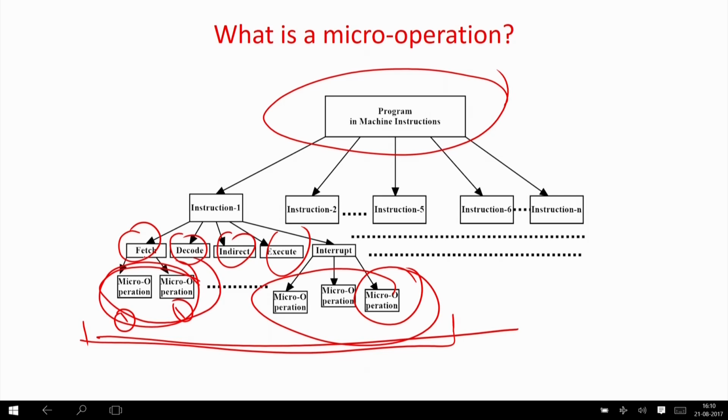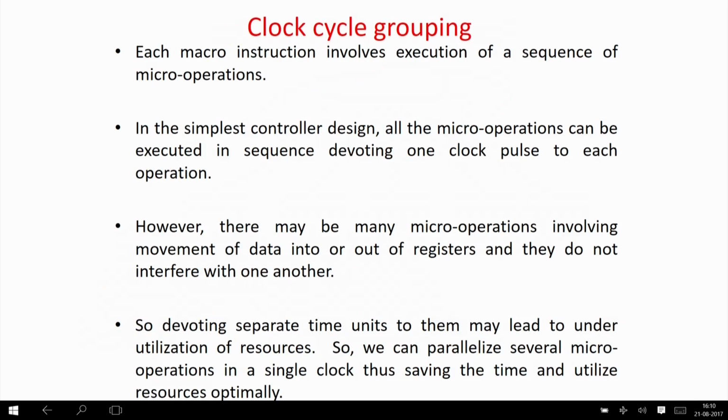At present we have looked at what the micro instructions are for the fetch part. Now, the concept of clock grouping is coming. So, each macro instruction involves a sequence of micro instructions. If you want to keep it very simple, you take a flat implementation, means whatever the macro instruction is, what are the stages you have, fetch, decode, indirect, execute, interrupt, divide it into the micro instructions and take that much amount of time.